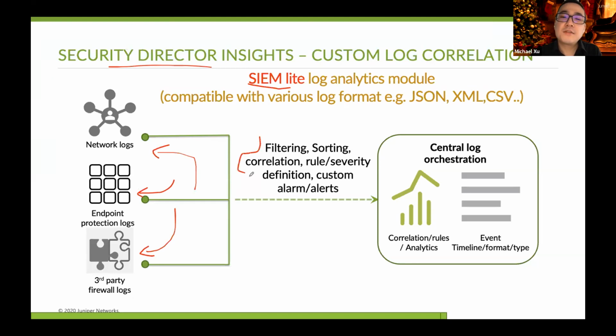And you're given the option to filter, to sort, to correlate, to define the root and severity, and to customize alarm alerts to help you simplify the log views. So for example, you're not receiving logs from 5 different sources telling you the same thing. Instead, you're only seeing one, because this SIEM-like solution helps you reduce the noise and gives better accuracy to, for example, your in-house security analysts.